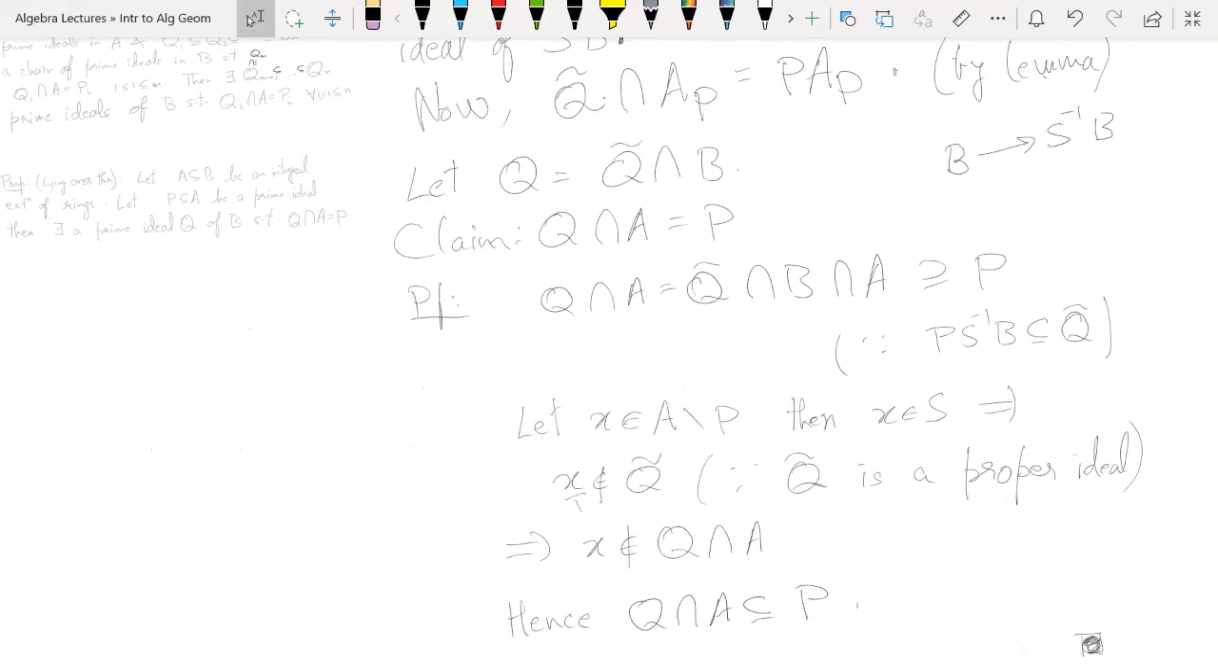So let's just check that. Q intersection A, by definition, is Q tilde intersection B intersection A, because Q was Q tilde intersection B. And of course A, B, and Q tilde everything contains P. Remember, Q tilde intersection A localized at P is PAP. So P is contained in everything. So this Q intersection A contains P. That part is straightforward. We just have to prove the other inclusion.